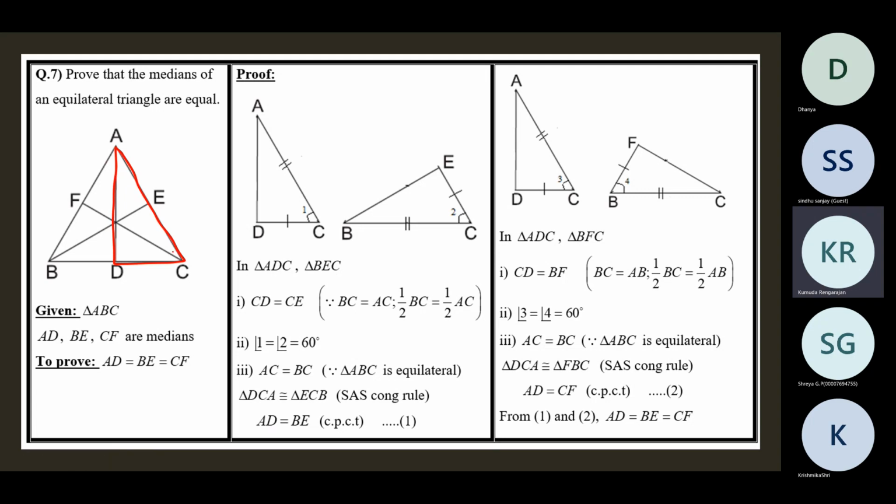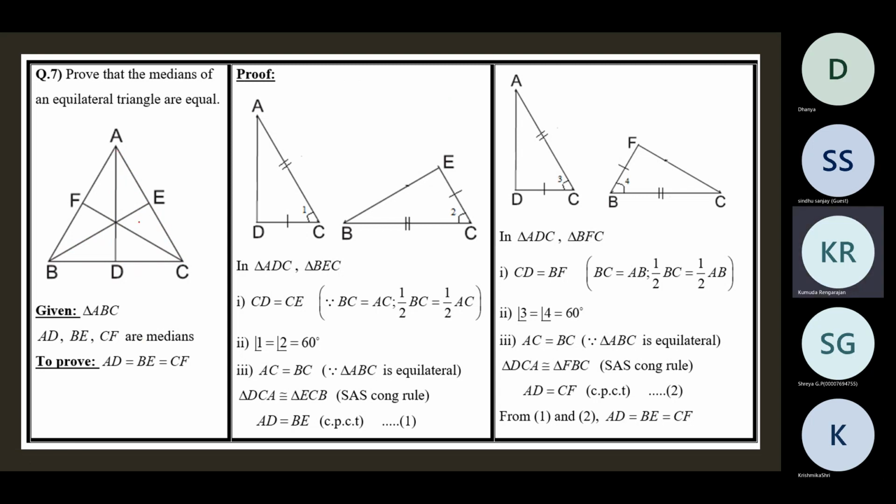Now ADC has AD, so I've taken ADC. Now I have to take another triangle because my first aim is to prove that AD is equal to BE. So I have to choose another triangle that has BE. So I have taken the triangle BEC. You can see the triangles individually here, ADC triangle and BEC triangle.